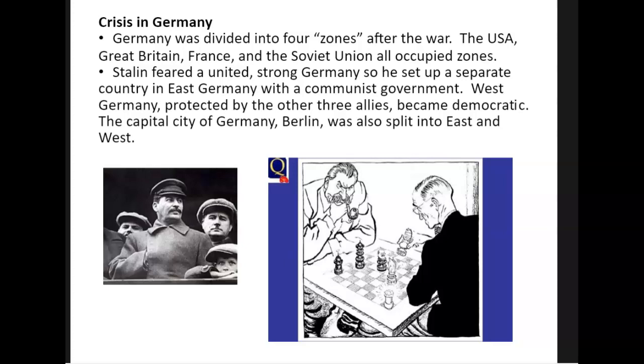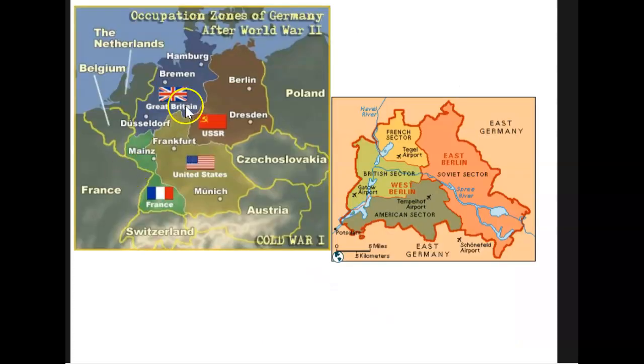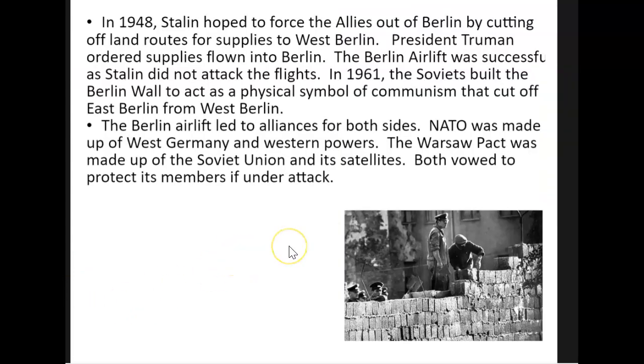The capital city of Berlin was also split into four parts, as we'll see in the maps here. Okay, so there's Germany. Here's the east, and then the other three zones will eventually become West Germany, and then you have East Berlin, and the three zones will eventually become the city of West Berlin. Okay, and West Berlin will always be a thorn in the side of the Soviets all the way up till the end of the Cold War, as you're going to see.